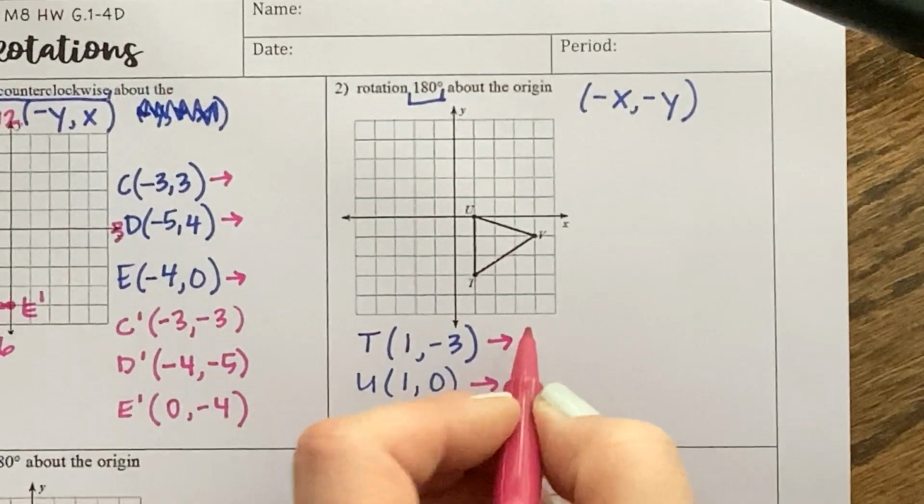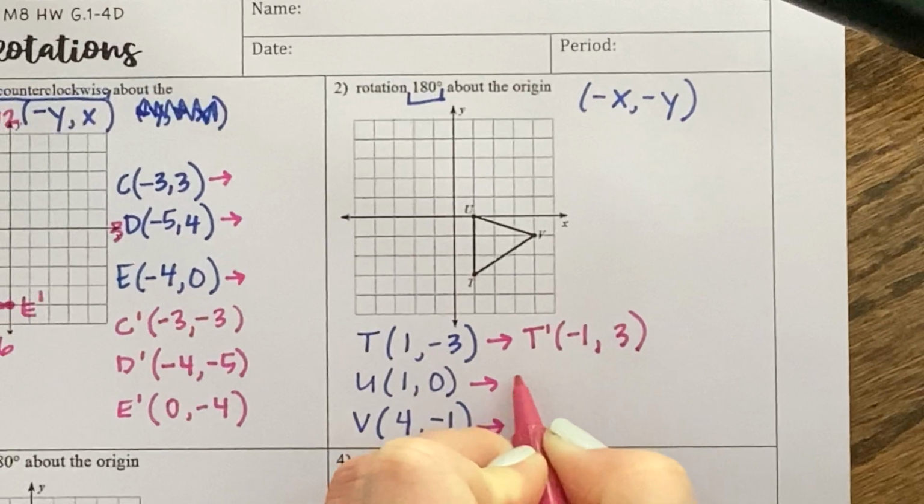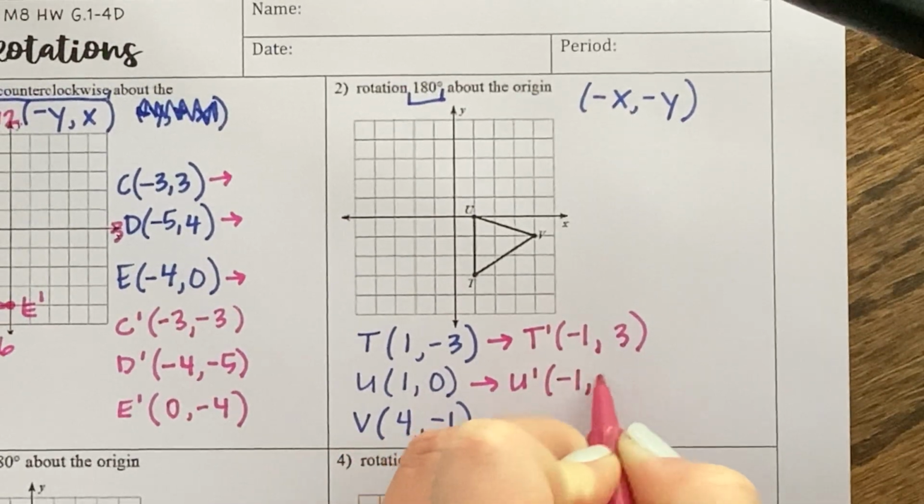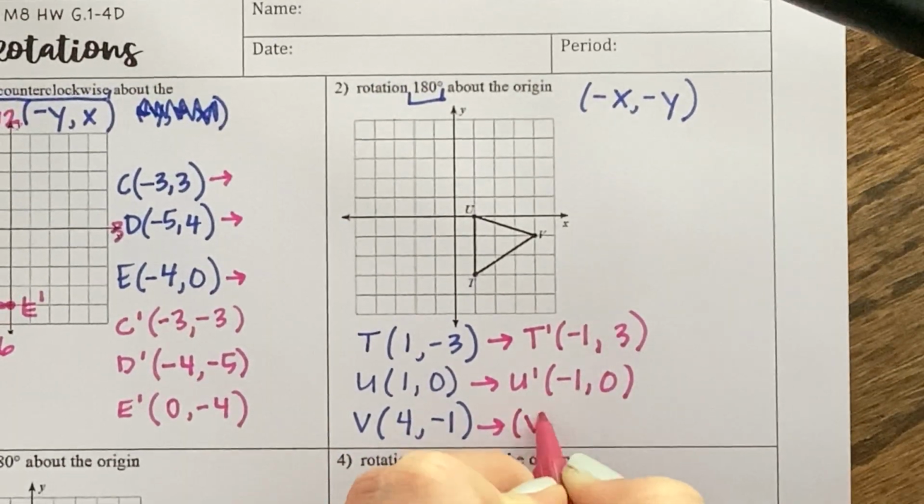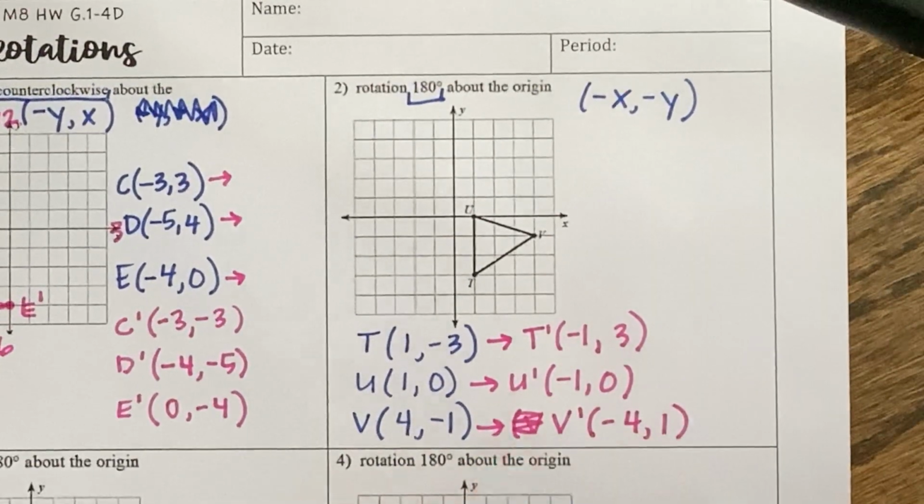Okay, ready? Here we go. We're negating everything. T prime, -1, +3. U prime, -1, 0. V prime, -4, +1. Double check and make sure I negated everything.